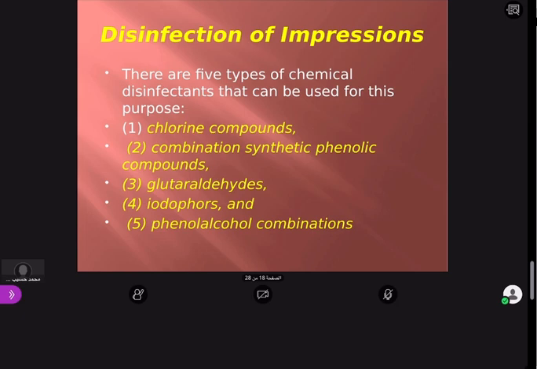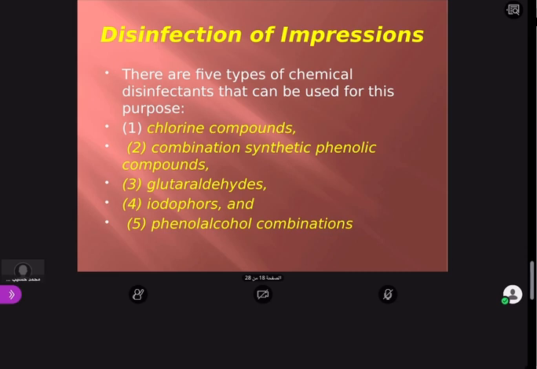So after we completed the impression, the next step is to disinfect the impression before sending it to the laboratory. This is a very important step. When you pull out the set impression from the patient's mouth, you apply the disinfectant solution on the surface of the impression material, and then wash it, and then you put it in the plastic bag, and then you deliver it to the dental laboratory.